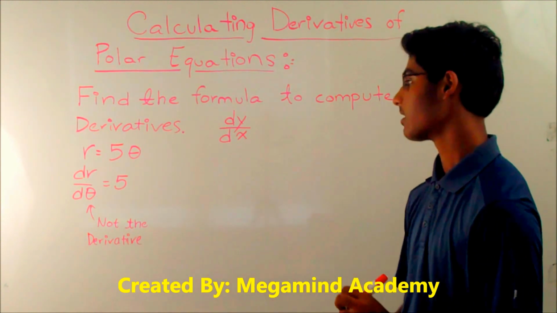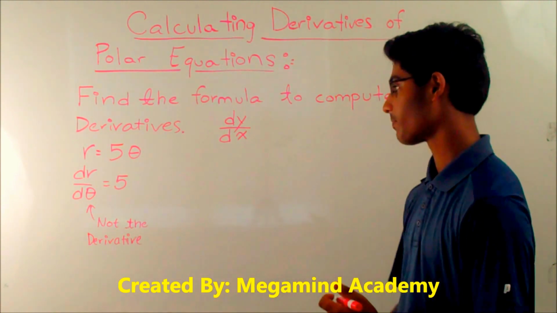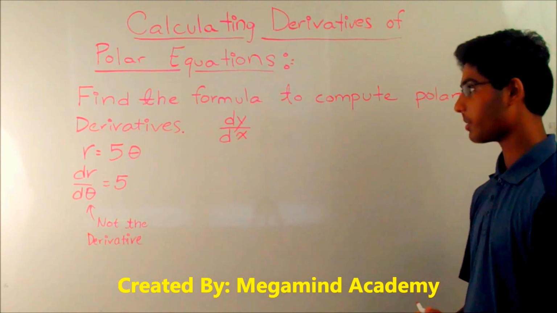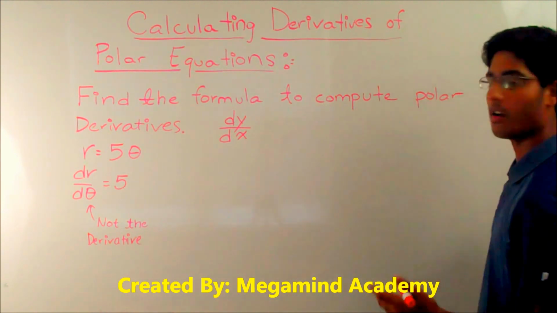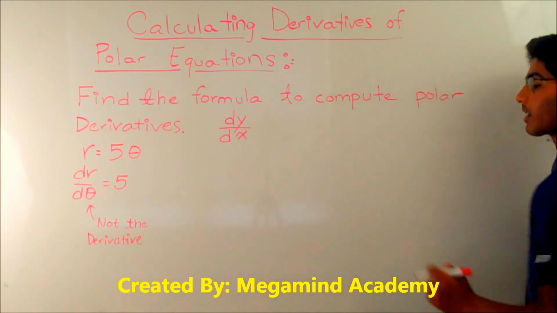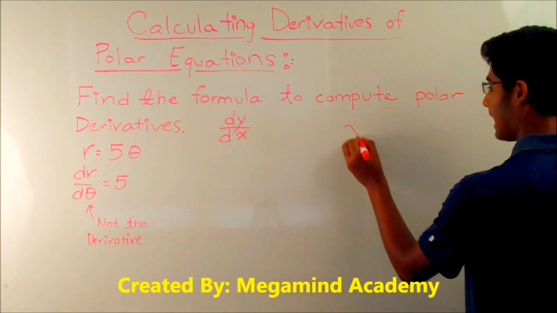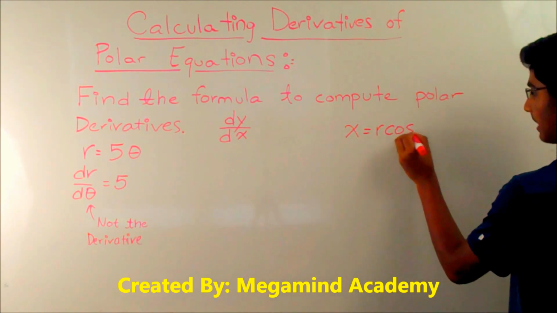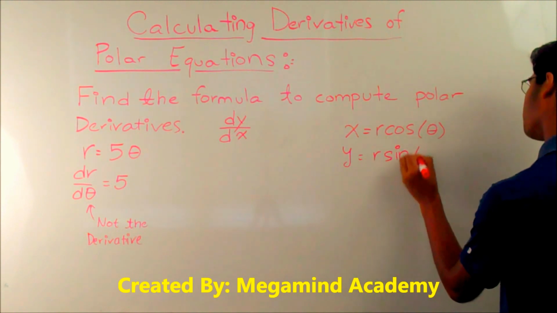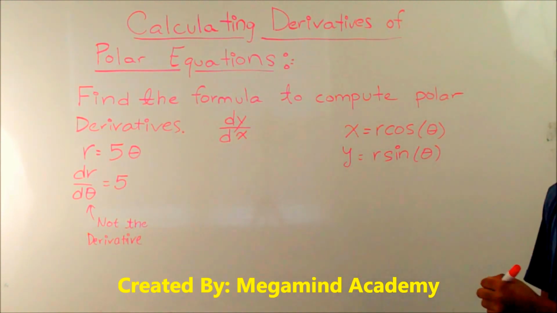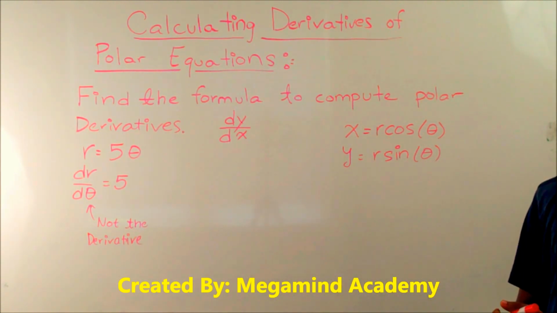We want dy dx. But how do we find dy dx if in a polar equation we don't have any x's or any y's? Well, let's go back to when we learned about polar equations. We learned that there are two main equations that convert polar equations to rectangular coordinates. We know that x is equal to r cosine theta, and we know that y is equal to r sine theta. And this should make a little bit of sense because we know that on the unit circle, cosine relates to x and sine relates to y, so that's one way to memorize it.